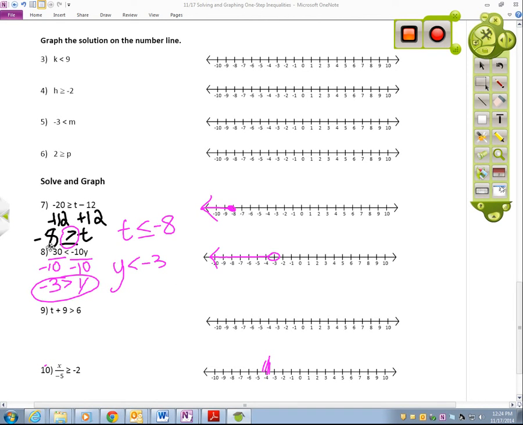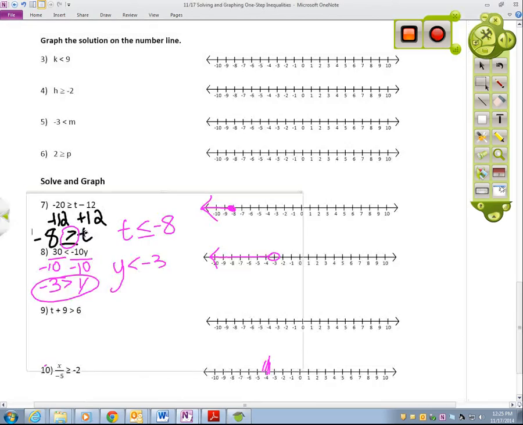Okay, so there's a lot of confusion about number 7 in the notes and number 8 in the notes. I'm going to explain why we have to have the variable on the left in order to accurately have a graph. I'll go through number 7 step by step and also number 8 step by step, because I didn't have time to do that at the very end of class.